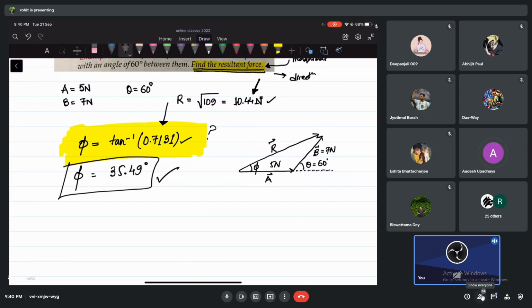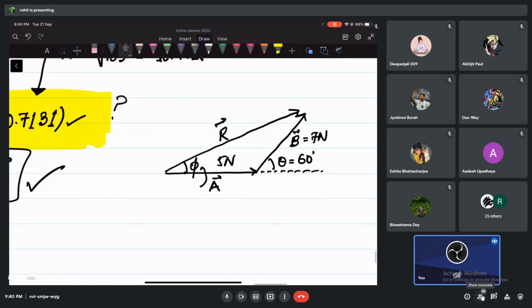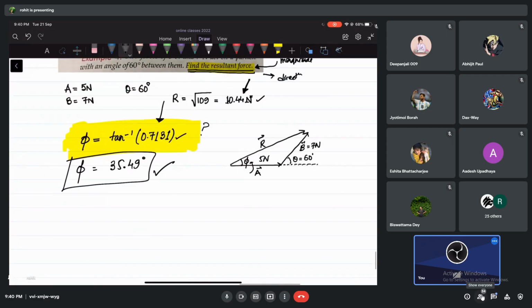Are you clear with how to write the angle, guys? That means we have found out this angle. See this one. So how to convert into degrees? How to convert into degrees?